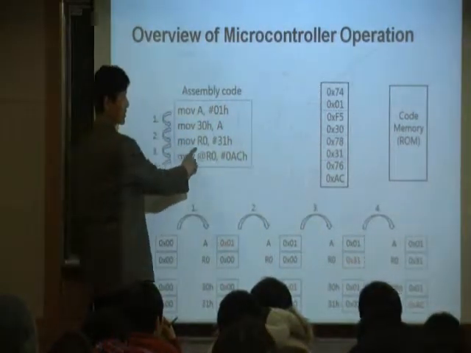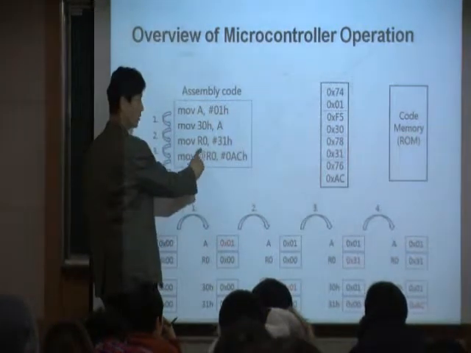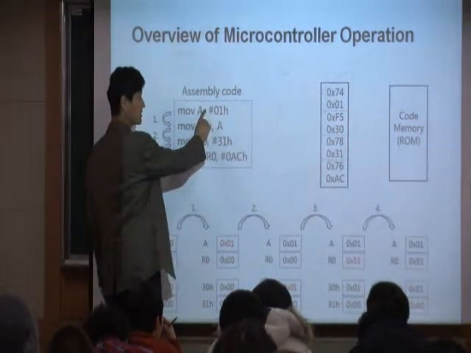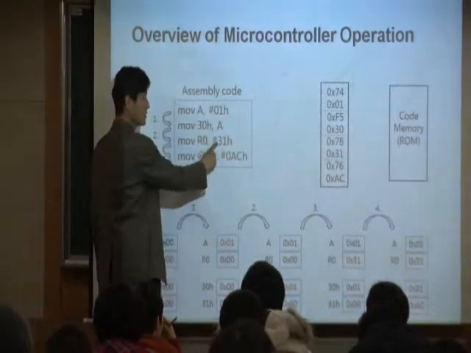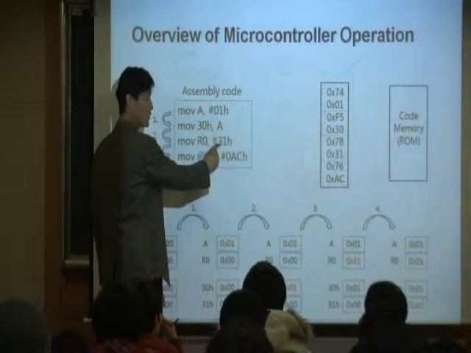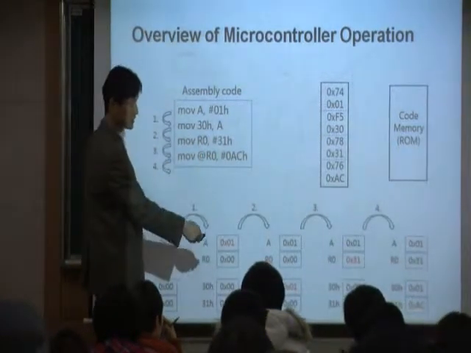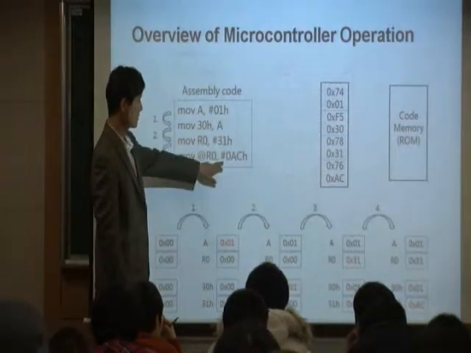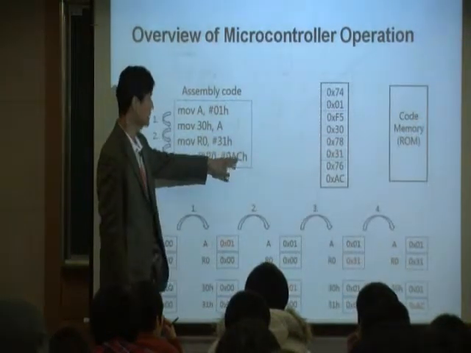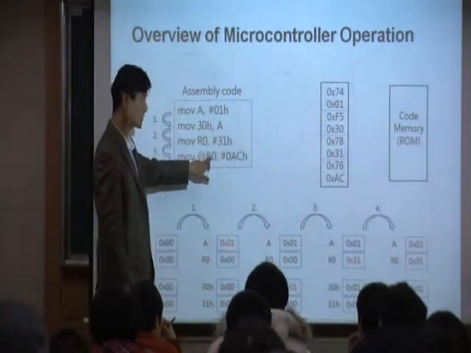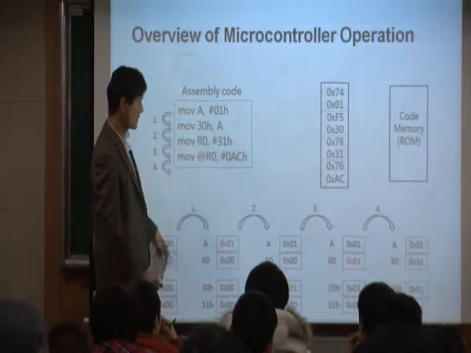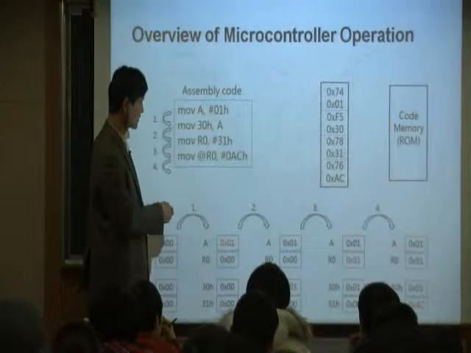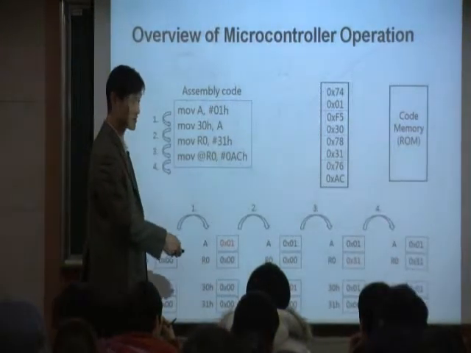Now you execute the third instruction. Then what happened? Same as the first one, actually, right? Copy the value 31 into R0. So this is the result. And the last instruction, ACH is the value, and put that into this one. Once you execute this one, that's going to be the result.